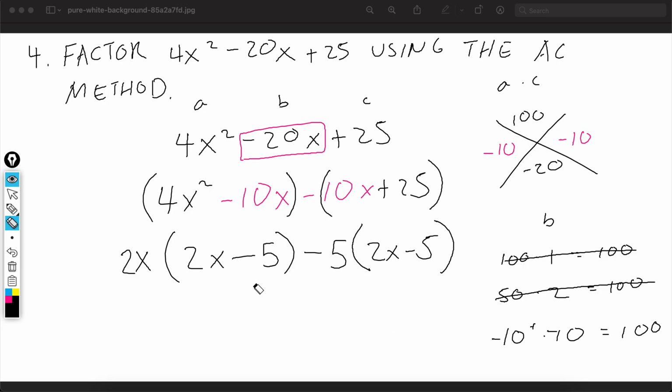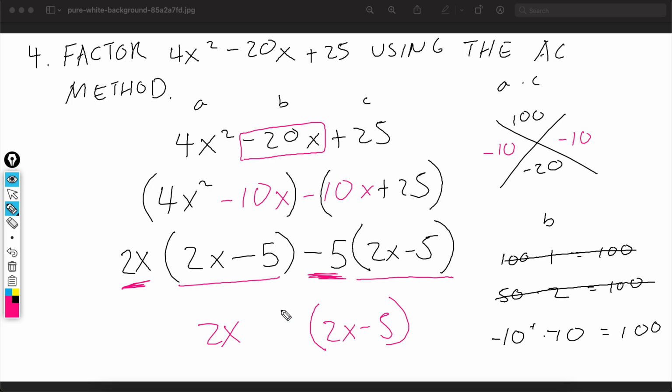So now we're on the last part. Did these come out the same? The parentheses only. 2x minus 5, 2x minus 5. You're darn tootin'. 2x minus 5, that's part of the answer. Now what do we have on the outside of both of them? You got a 2x and a minus 5. Kind of funny. They all came out exactly.